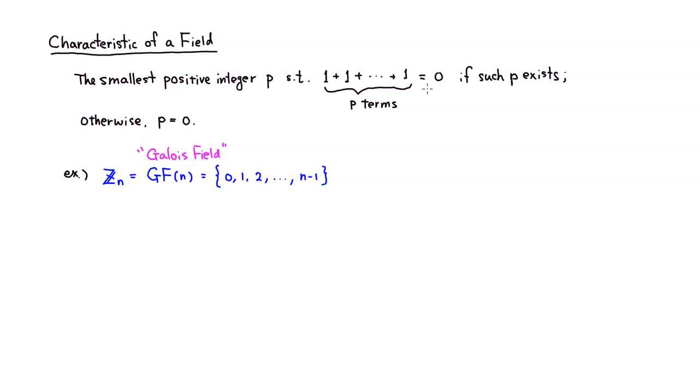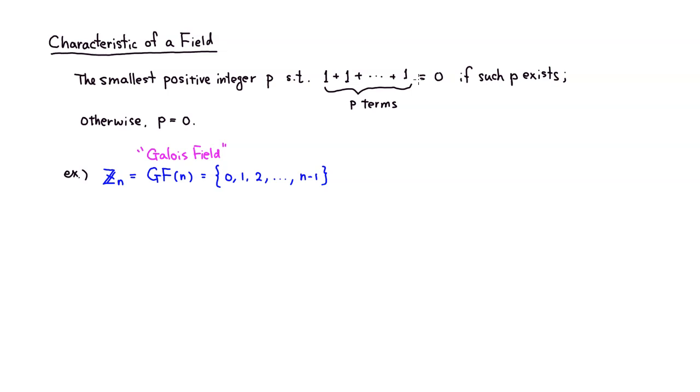So it's the smallest p such that 1 plus 1 plus 1, where 1 is the multiplicative identity, and the sum becomes 0, which is the additive identity, if such a p exists. Otherwise, p is set to be 0. So here's an example.